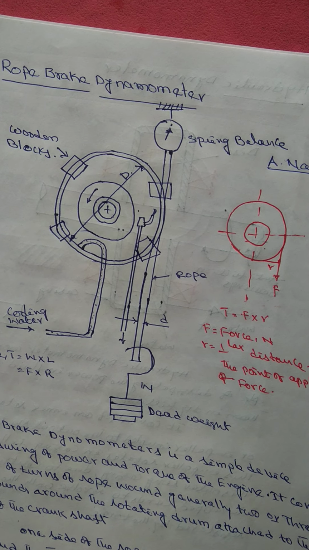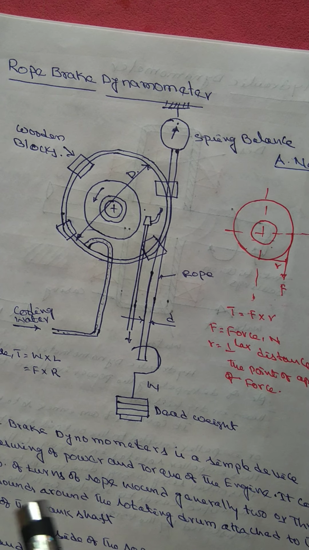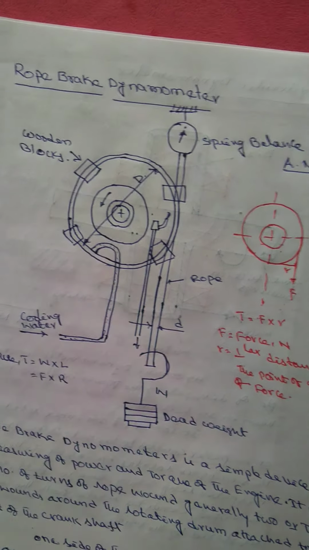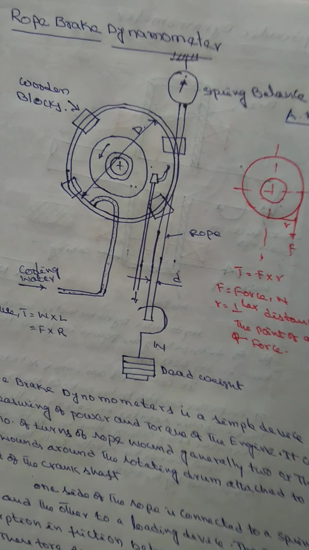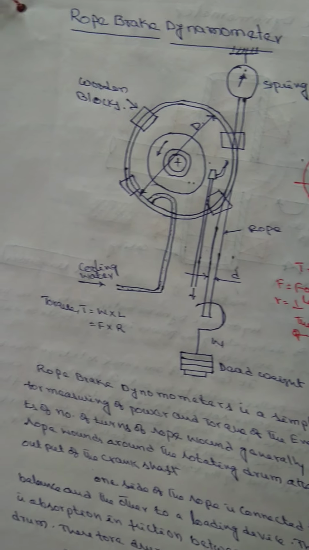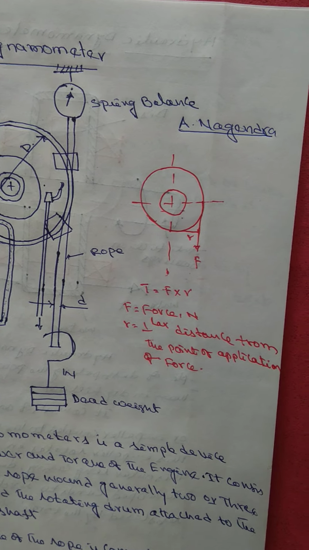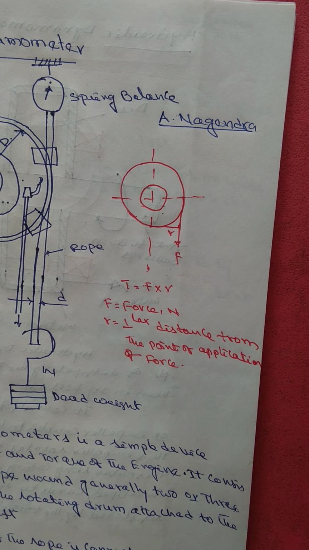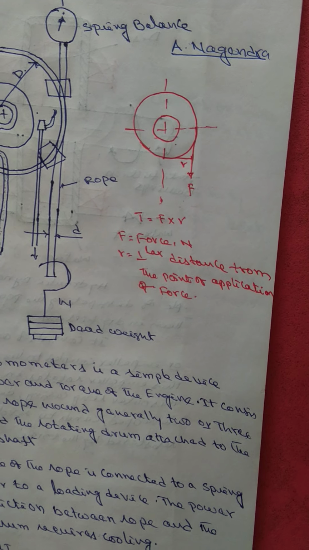dynamometer. So we know what the torque is: W into L, weight into length. So what is that? F into R. F means force in newtons, R means perpendicular distance from the point of application of the force. That is the torque. Now, the brake dynamometer is a very simple device. We can measure power and torque.